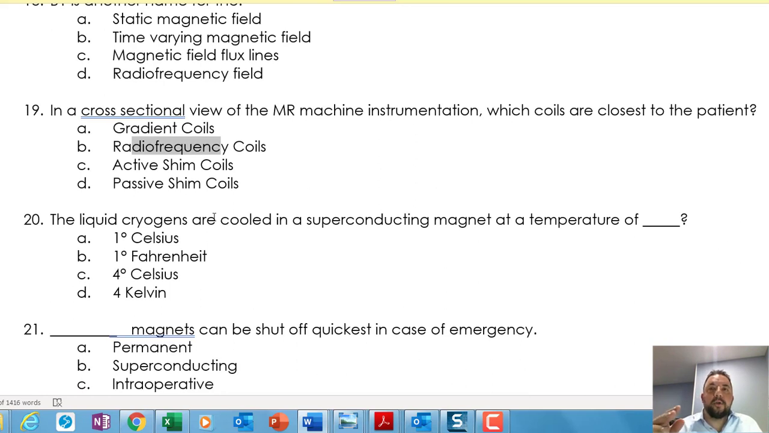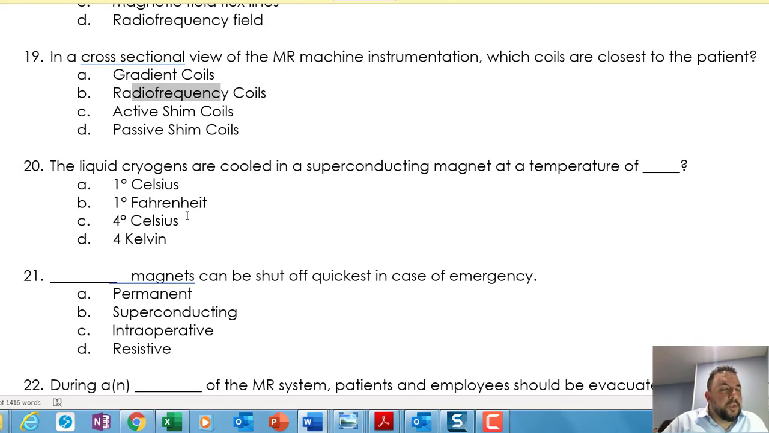Don't ever have a patient positioned close against the sides of the magnet. Always create that separation so they're not laying almost directly against the radio frequency coils. Liquid cryogens are cooled in a superconducting magnet at a temperature of 4 Kelvin.